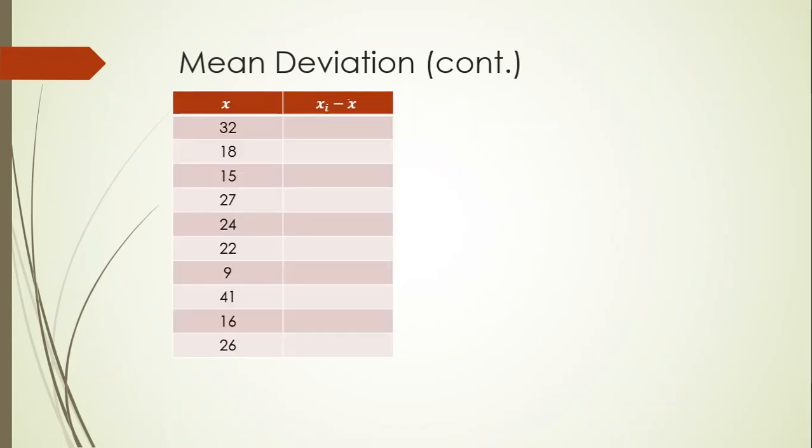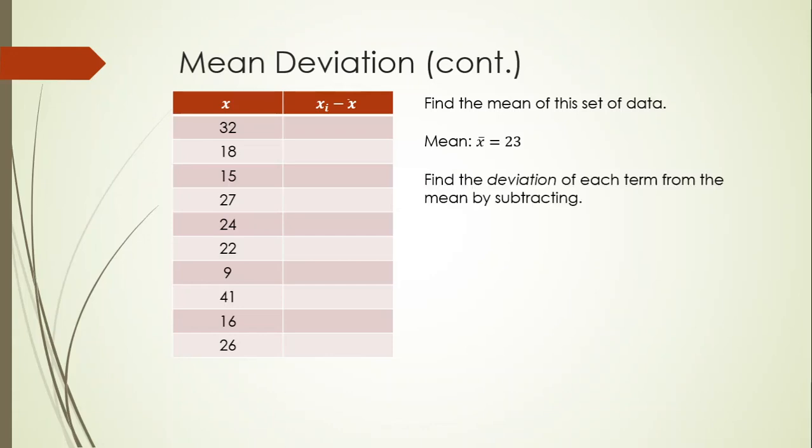So let's find the mean deviation here for this set of data. The first thing we need to do is find the mean of this set of data. Okay, so we add all those up and we divide by 10 and we get a mean, or x bar, of 23. So now we want to find the deviation of each term from the mean by subtracting. So we take 32 minus 23 and we get 9. We take 18 minus 23 and we get negative 5. So we're going to get positives and negatives here. We're always just taking whatever our number is in the left column and subtracting the mean.